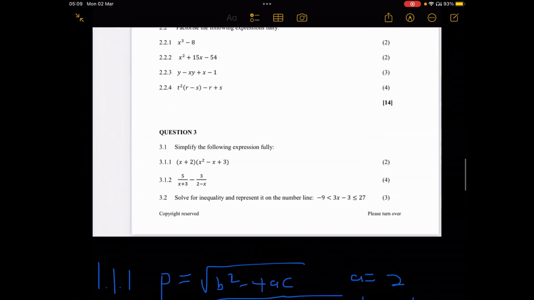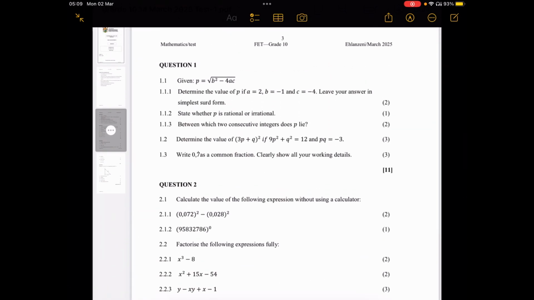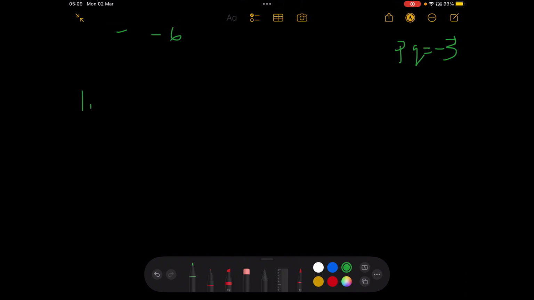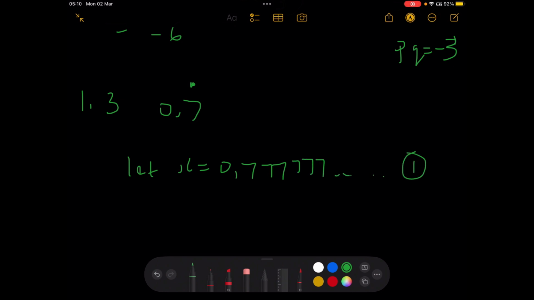Then we go to 1.3, which says write 0.7 recurring, 0.77777, as a common fraction, and show all the working details. Now 1.3, having 0.7 recurring, we let x be equal to 0.77777. Make that equation 1. Then multiply on both sides by 10. Then 10 times x, you get 10x, which is equal to 0.77 times 10, you get 7.777, and that is our equation 2.